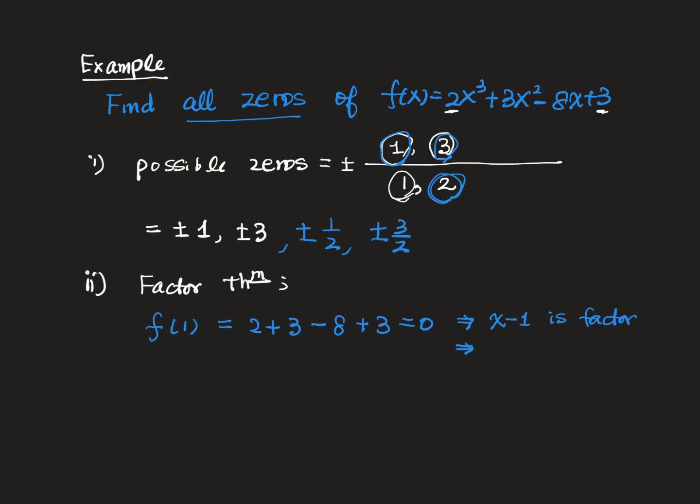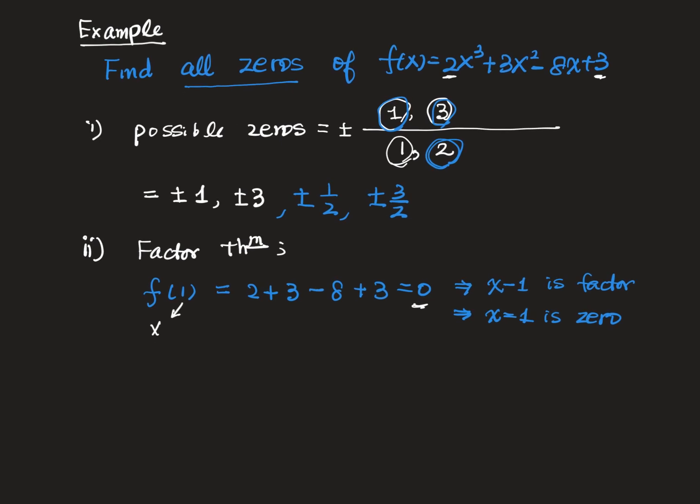This means the same thing as x equals 1 is a zero. Guys, remember that? Here is the x value. You plug in x equals 1, plug in the x value, and evaluate the function. That's 0. Then the factor theorem guarantees this is a factor, this is a zero. If it's not working, you go to -1, 3, -3. That's the order. Now the third step is you're going to do synthetic division.